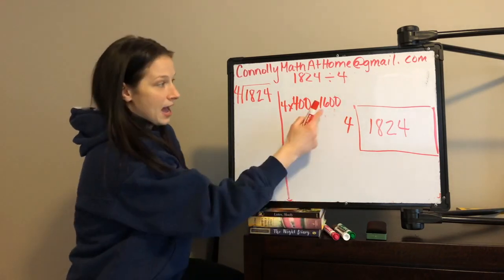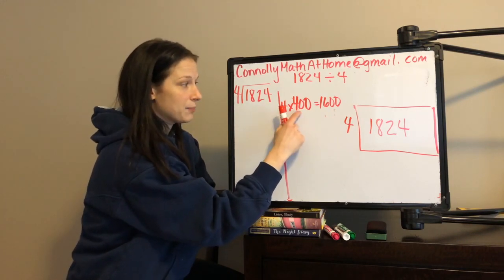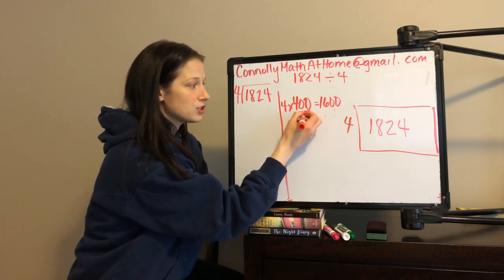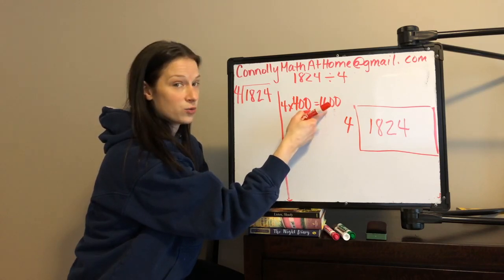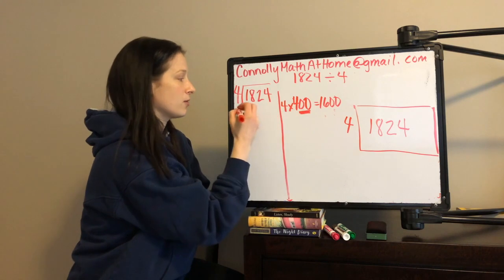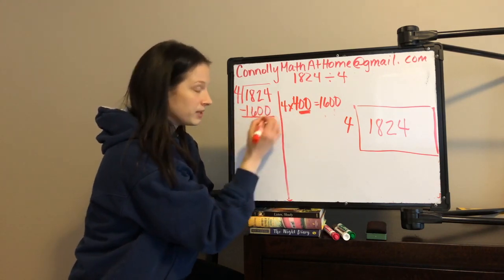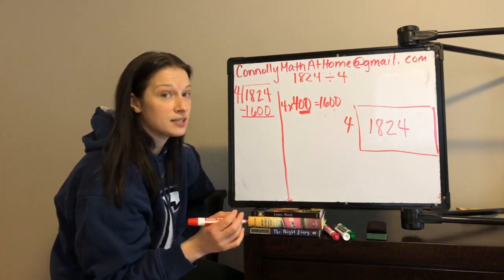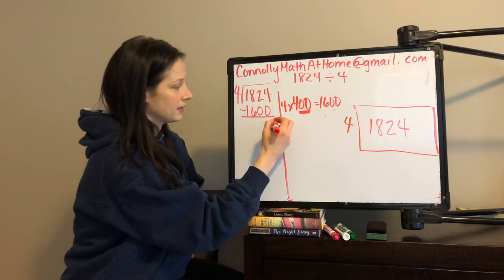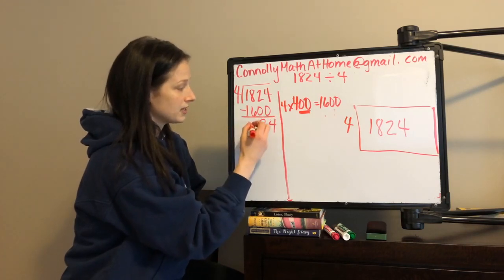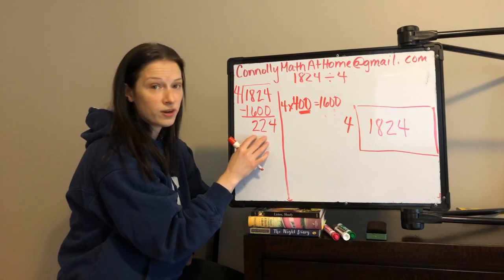My factor got 100 times larger, so my product gets 100 times larger. Okay? I am taking my 4 crates. I'm putting 400 oranges in each one. I'm using 1,600 oranges. So, I say to myself, how many oranges do I still have left that need to be put into the crates? I subtract the oranges that I've used, and I'm left with 224.